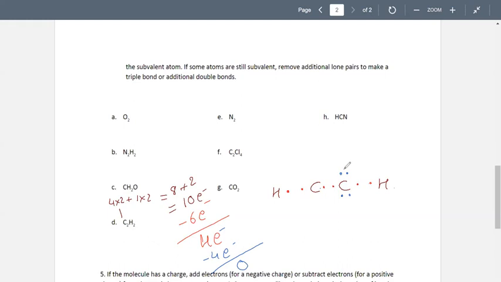So what happens is this carbon is going to share its 2 electrons. Now, this carbon has 1, 2, 3, 4, 5, and 6. Still not enough. So it's going to share 2 more electrons. Now, when it shares, it has 1, 2, 3, 4, 5, 6, 7, and 8. Finally, its valence shell is full.